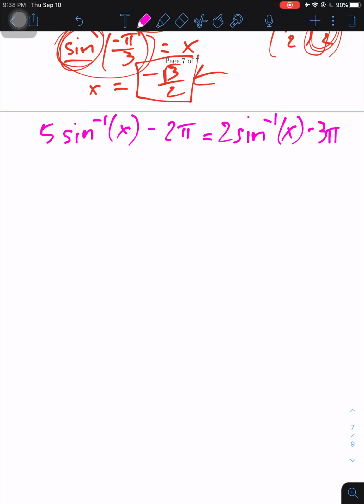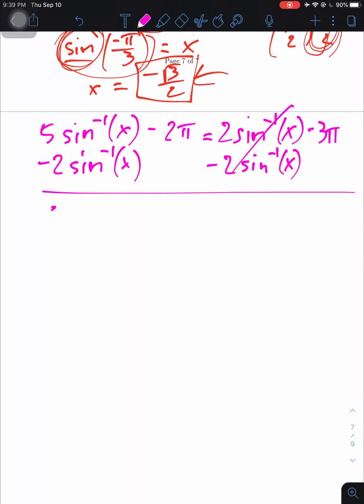This one, I'm not going to use the u method again. I'm not going to use substitution. I'm going to go direct, okay? So I know that there will be some sine on the left, and some sine on the right, so I'm going to gather them together. I'm going to take this away, and do the same thing for the left-hand side. This is gone, and I'm left with 3 sine inverse of x, and -2 pi, and then -3 pi, right? And same as before, I'm going to add 2 pi to both sides.